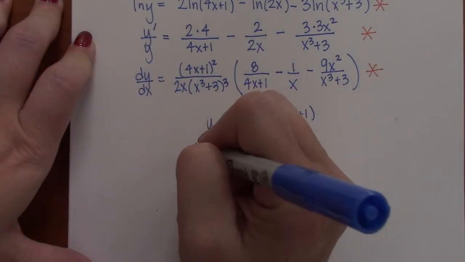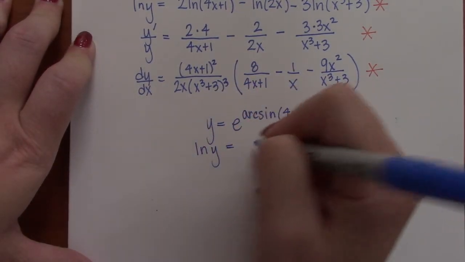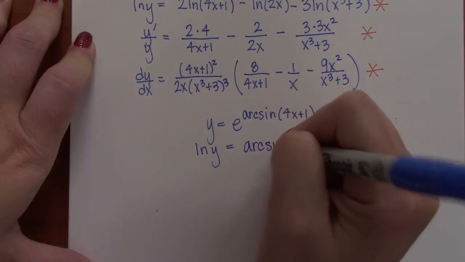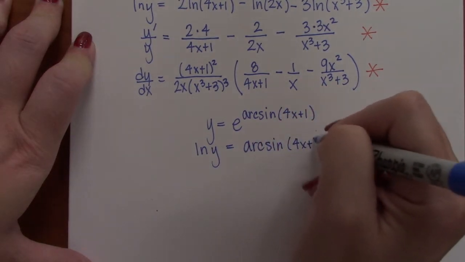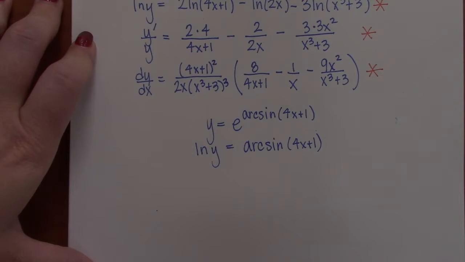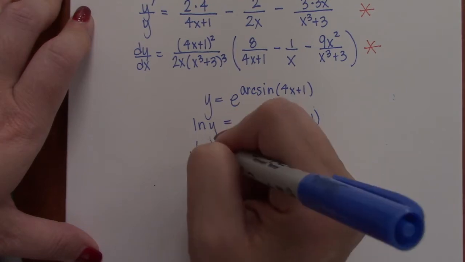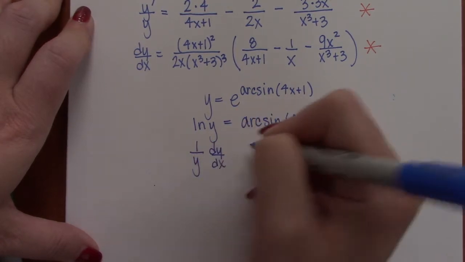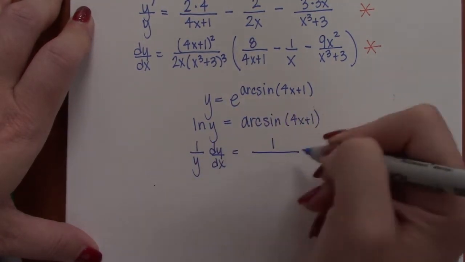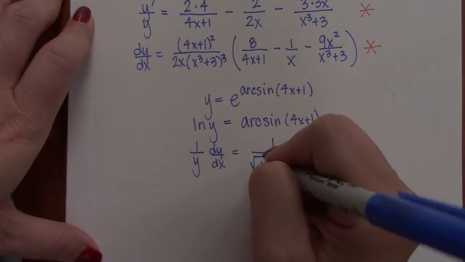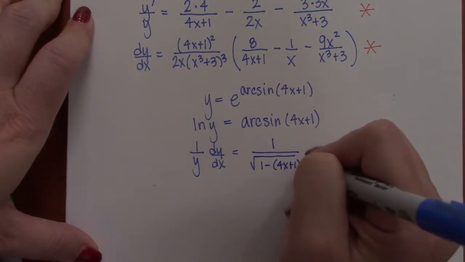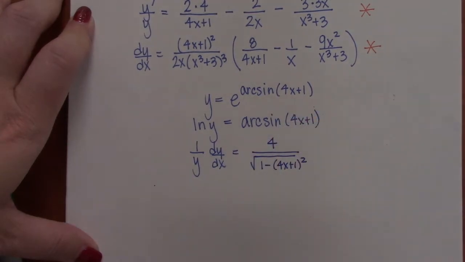If you did natural log of both sides of this, well, it wipes out the e and you just have to take the derivative of this now. So it actually took away a chain rule because natural log of e, right, is 1, and then the exponent came down front. So then this would have been 1 over y dy dx. This is 1 over the square root of 1 minus 4x plus 1 squared times 4.